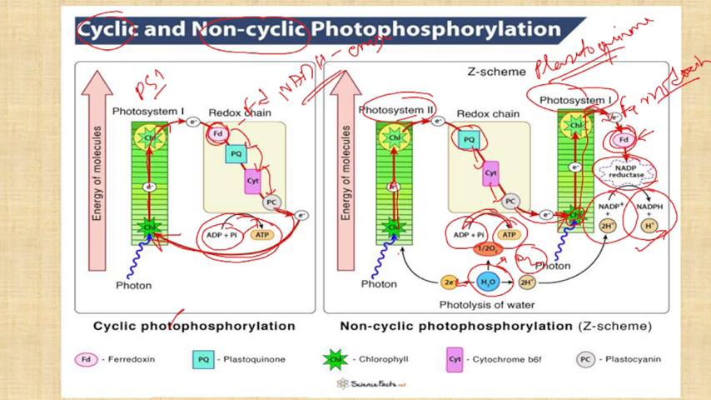So from this non-cyclic photophosphorylation we are getting O2, we are getting ATP, we are getting NADPH2.